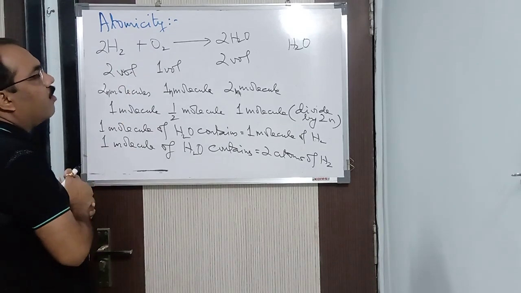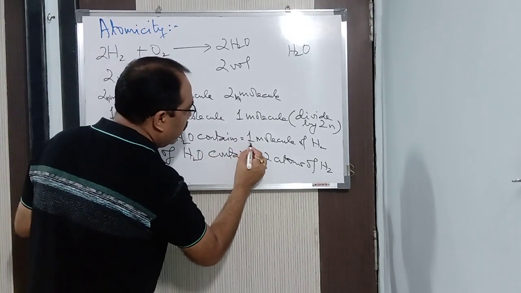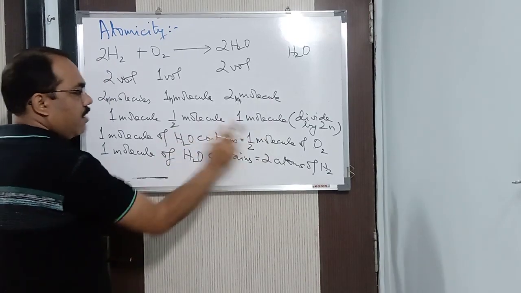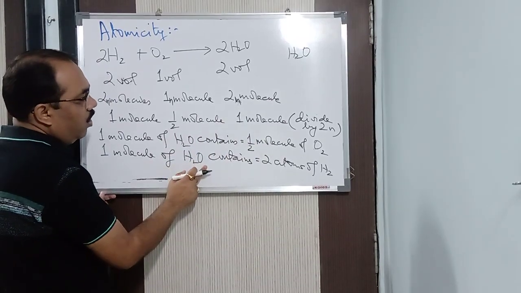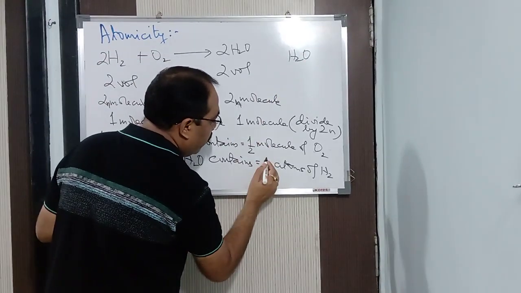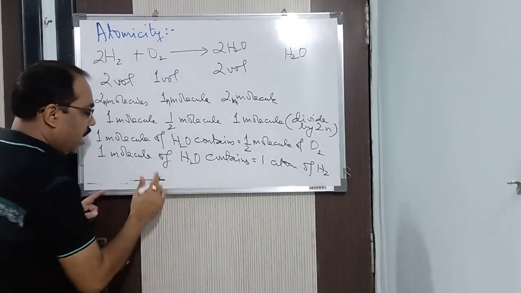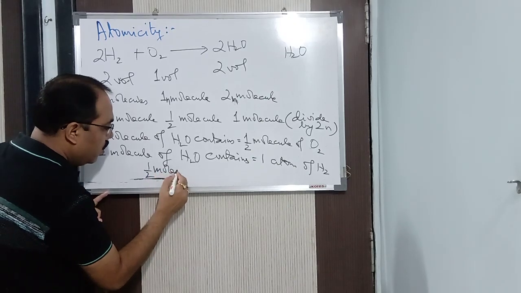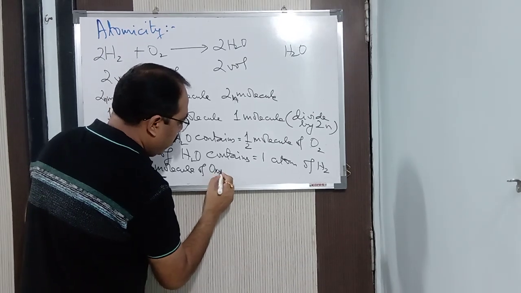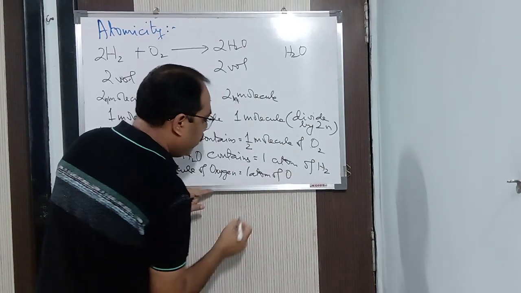Similarly, if we want to calculate for oxygen, here you have to write a half molecule of oxygen. One molecule of water contains half molecule of oxygen. Similarly, one molecule of water contains how many atoms of oxygen? One atom of oxygen. So half molecule of oxygen is equal to one atom of oxygen.